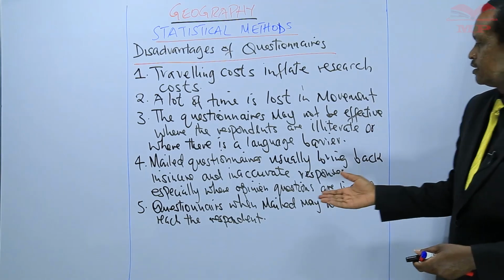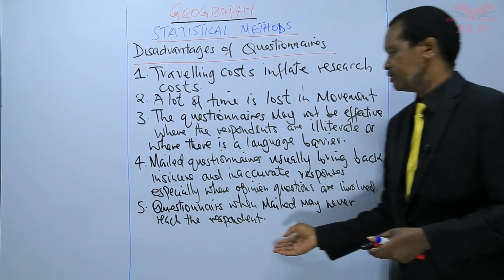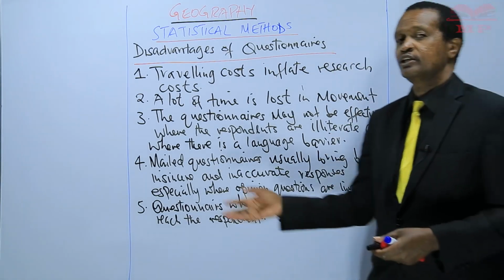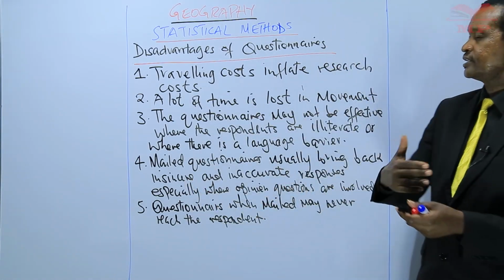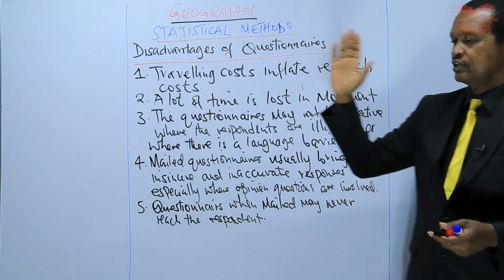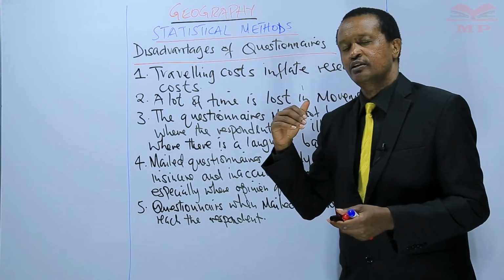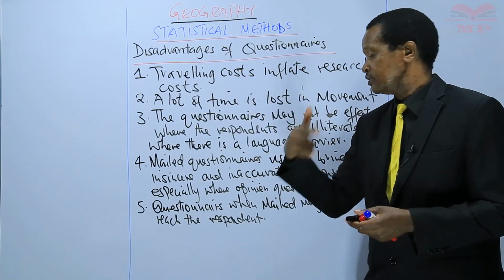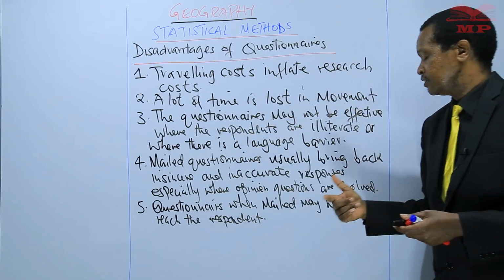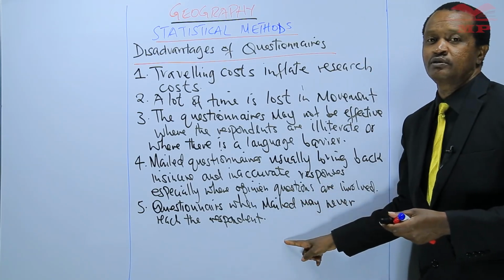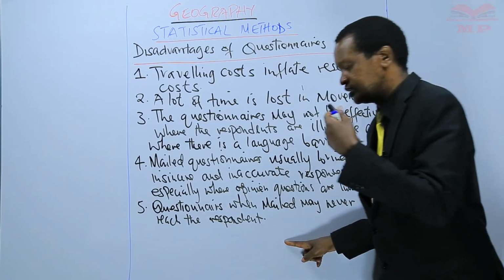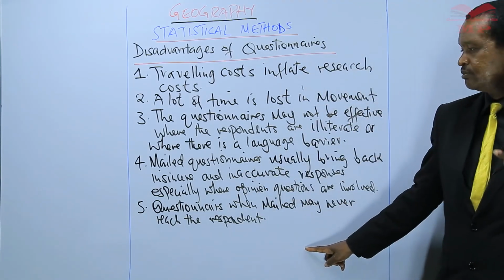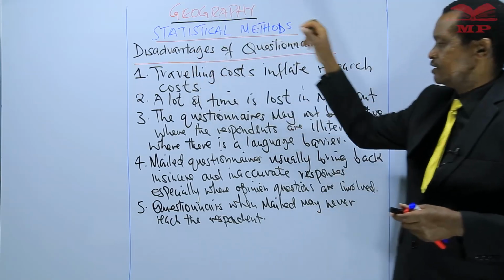So you see, that becomes very difficult for the researcher, because if a researcher has a target of, say, collecting data from 100 respondents, and he sends out the questionnaires, all of the respondents may not send back the responses. And that becomes a disadvantage to the researcher.